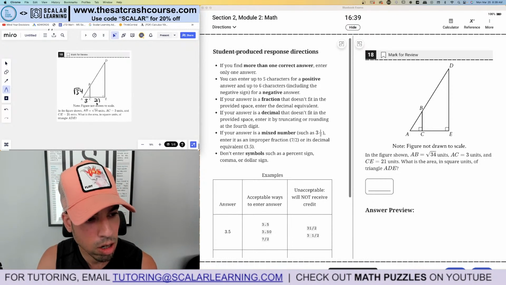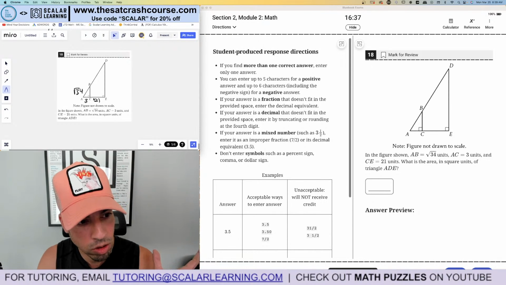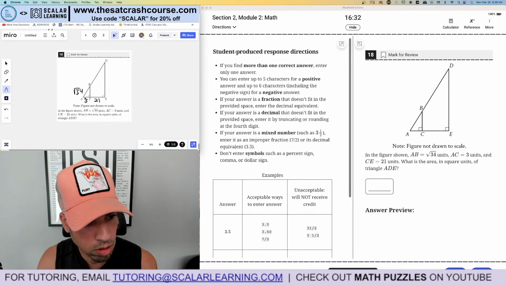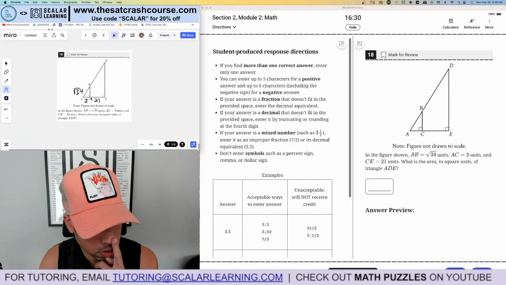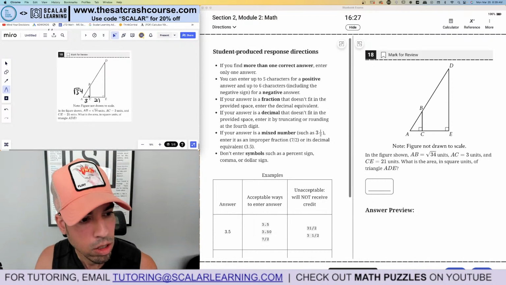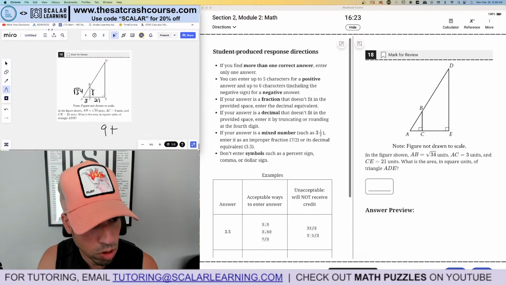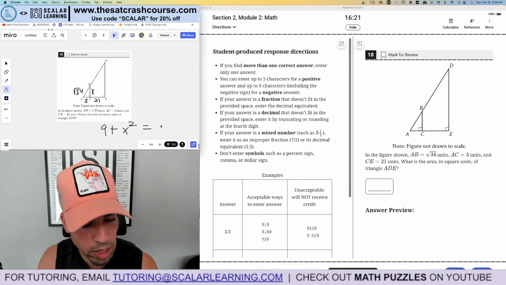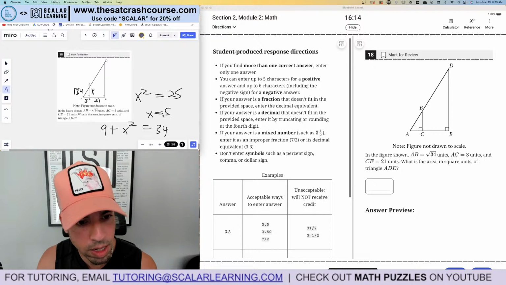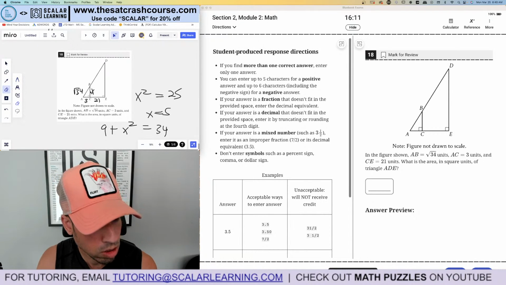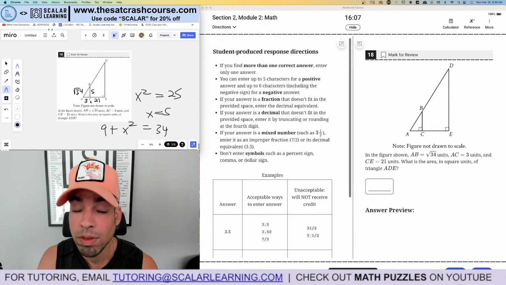All right, so the big one. Oh, proportionate triangles, right? What do we need to figure out, though? We need to figure out the area. Okay, so I need to figure out this side. So I'm going to use the Pythagorean theorem. 3 squared, which is 9, plus, we'll call this side x, squared, is equal to root 34 squared, which is 34. 34 minus 9 is 25, so x squared equals 25, x equals 5. So this value in here is 5. 3, 5, root 34, 9, 25, yeah.